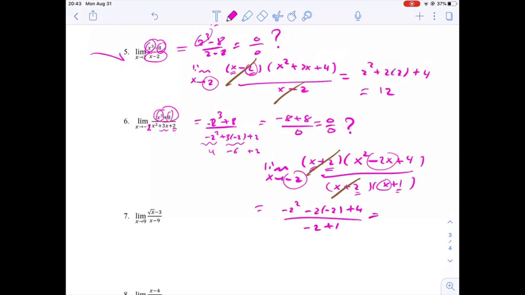And let's see. We have negative 2 squared, which is 4. Negative 2 times negative 2 is 4, plus 4 over negative 1. That's negative 12, because 12 over negative 1 is negative 12.